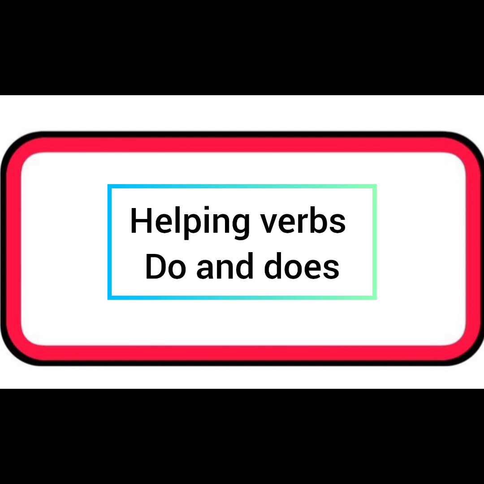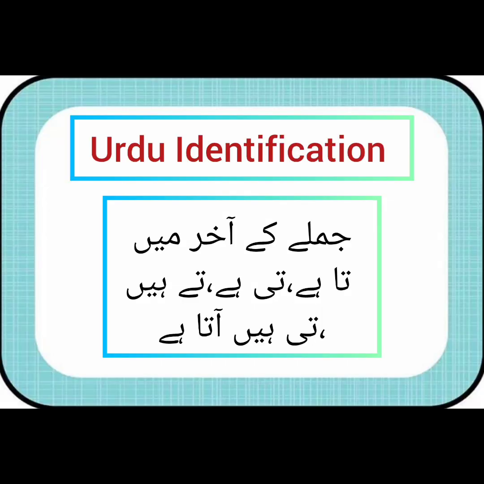And the last thing is identification, that is in Urdu, that in the end of the Urdu sentences there is always written ta hai, te hai, ti hai, ti hu or ti hain. This is the actual identification of the Urdu sentences that will make you able to write down the English of the present indefinite tense sentences.